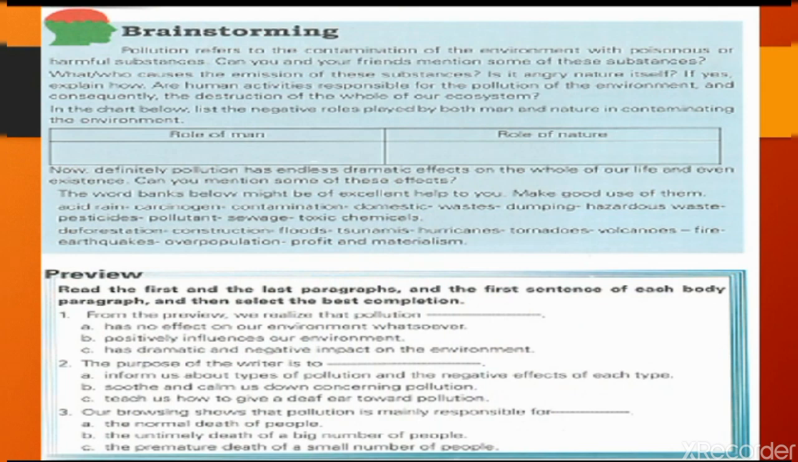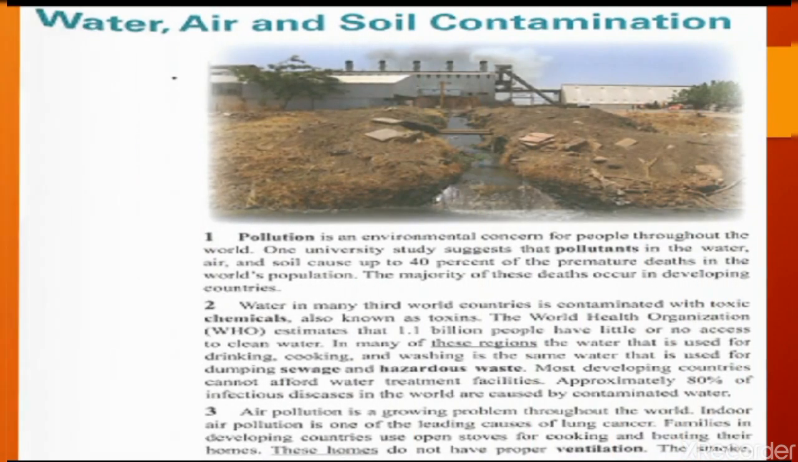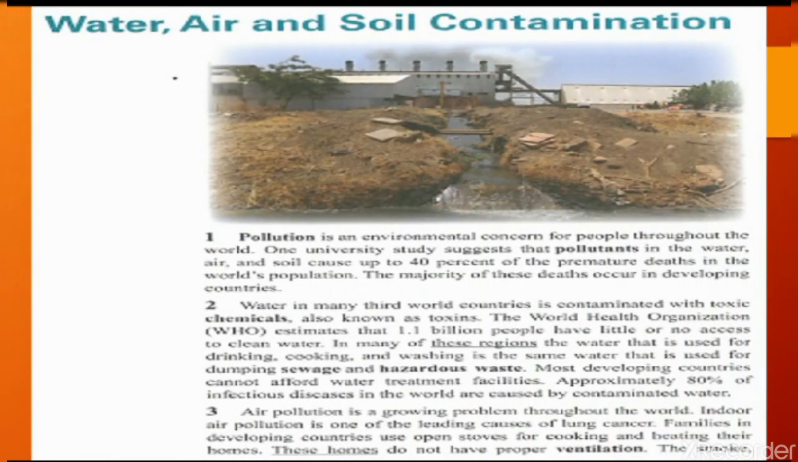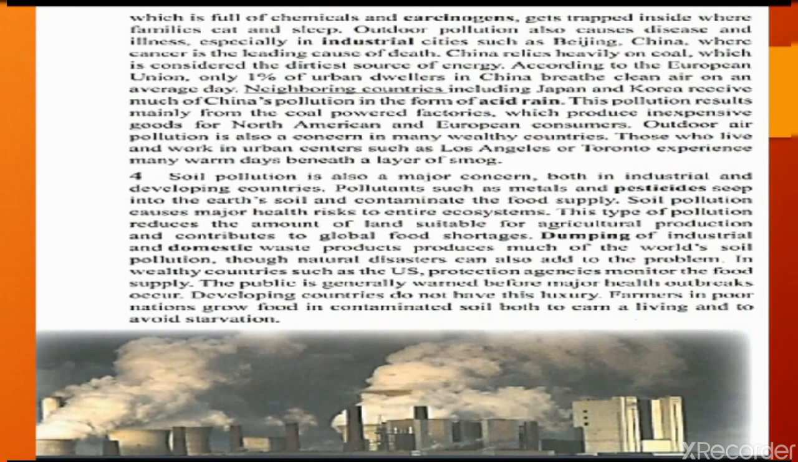This is page 3 in your book. It includes brainstorming and the preview box. This is page 4. It includes paragraphs from 1 to 3 and an illustration. This is page 5. It includes paragraph 4 and an illustration. This is page 6. It includes paragraph 5.